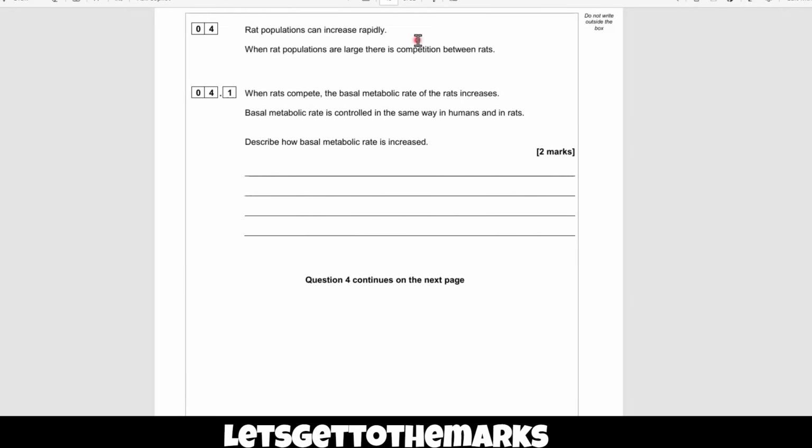Question 4. Rat populations can increase rapidly. When rat populations are large, there is competition between rats. When rats compete, the basal metabolic rate of the rats increases, right? So when they're competing with each other, their metabolic rate goes up. Basal metabolic rate is controlled in the same way in humans and in rats. Describe how basal metabolic rate is increased. So basically, you just need to say how the metabolic rate increases.